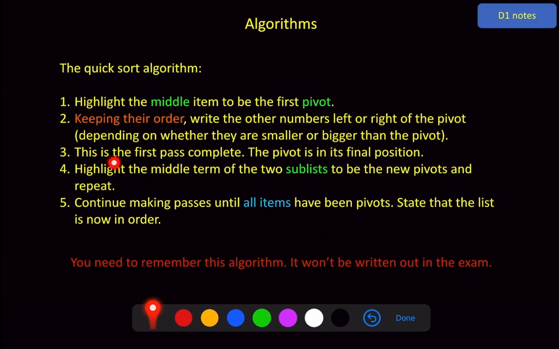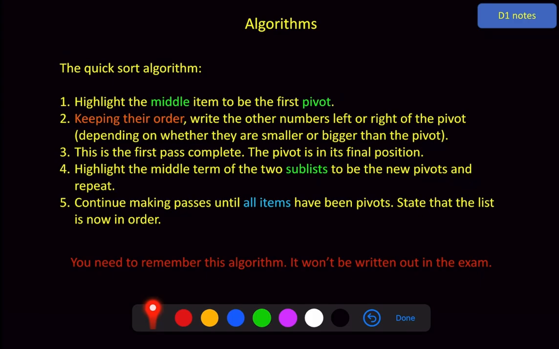Once you've done that, that's the first pass complete, and then the pivot number is in its final position. Put a box around that or put a line under that to indicate that, and it should not move from that position for the rest of the sort. Then you've got two lists, one on the left and one on the right of that pivot, and you use these as sublists, and then you just repeat the algorithm on those sublists. You choose the middle terms of the two lists to be new pivots, and you just keep going.